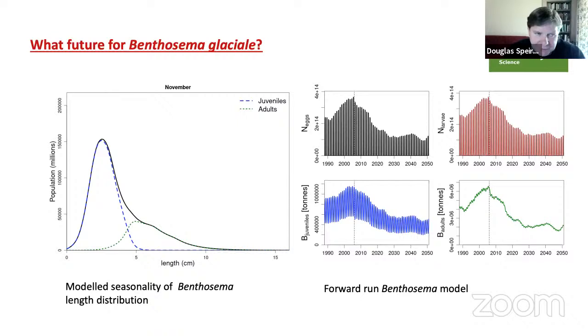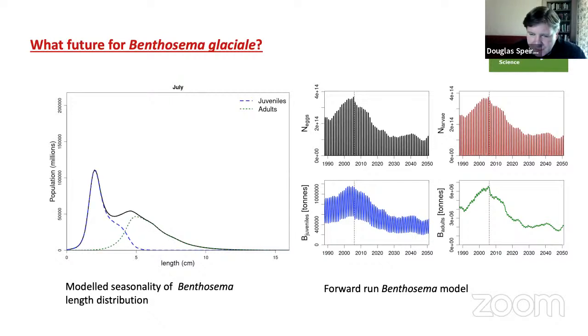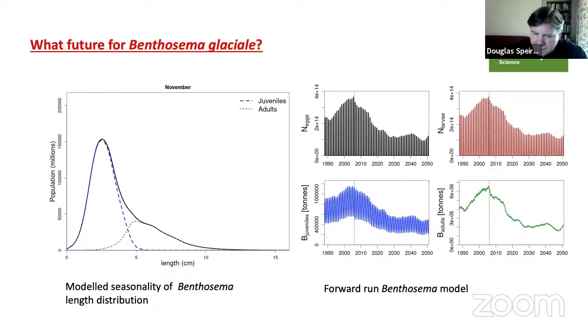So what's going to happen in the future for Benthesema, according to this model? Well, the right-hand panels show the yearly abundances of eggs, larvae, juveniles, and in the bottom right, the biomass of adults. And we're seeing a strong, and this is a temperature-driven effect, decline in the abundance. So when we come to think about the sustainability of harvests, or potential harvests on this species, that's something of extreme importance.